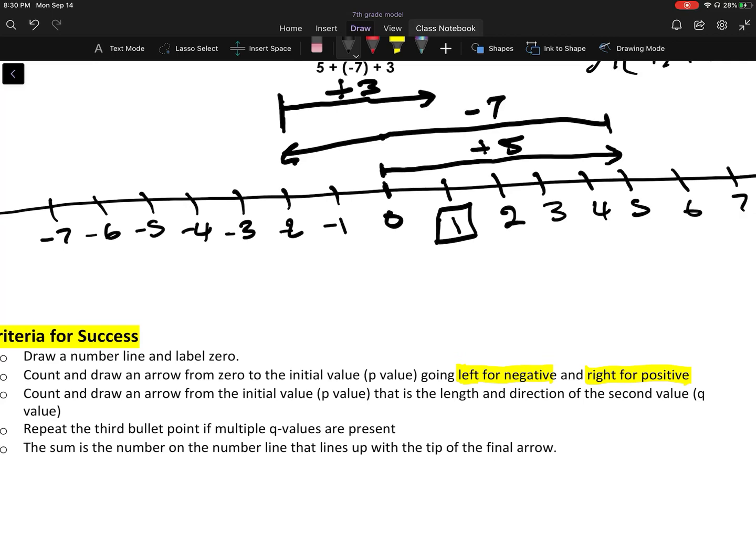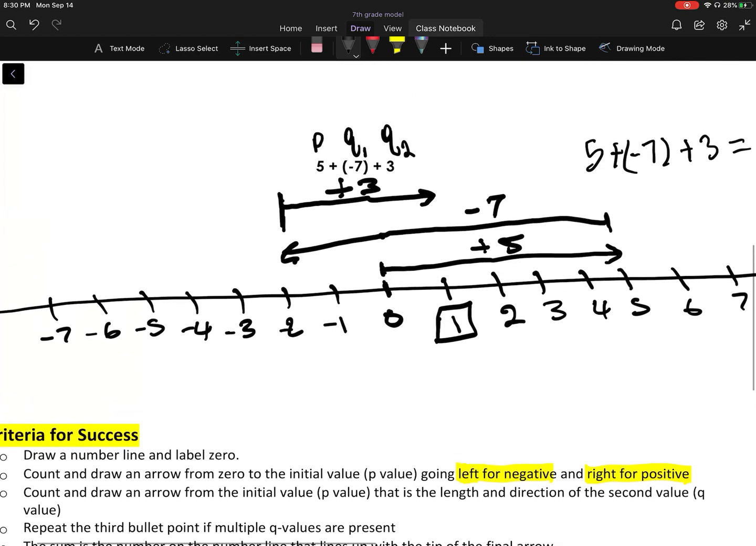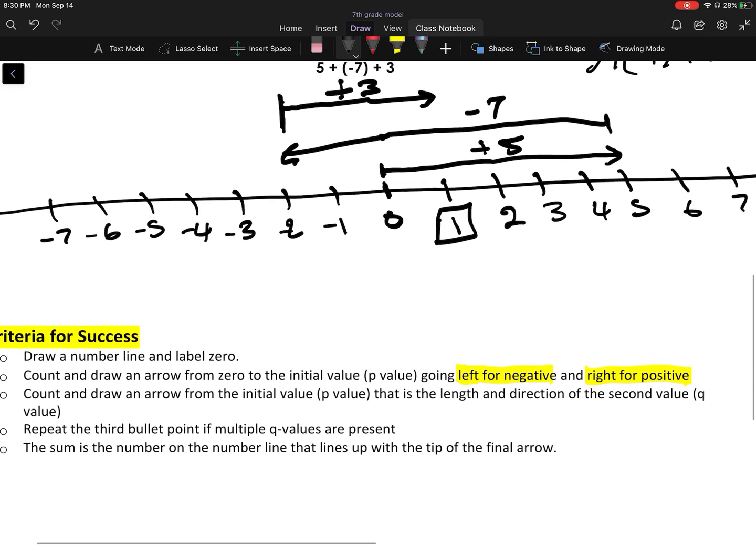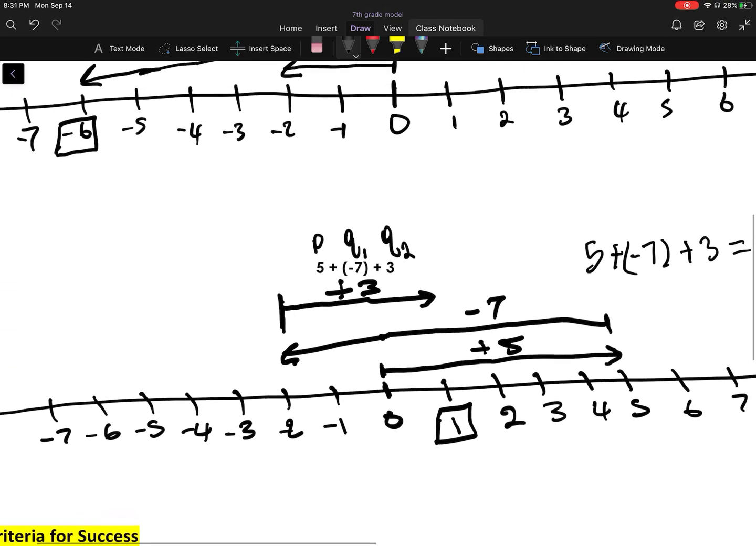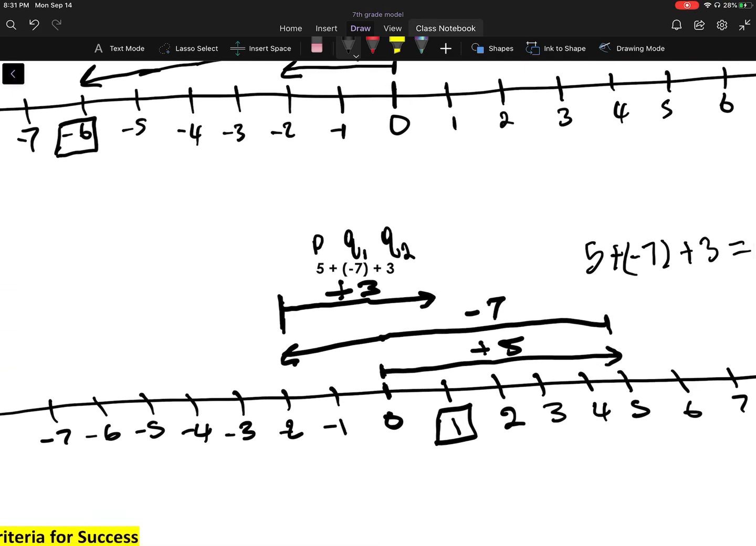Count and draw an arrow from the initial value P. That is the length and direction of the second value Q. Repeat the third bullet point if multiple Qs are present. That's what I did for this one. We had multiple Qs. Okay? And then the last step, the sum is the number on the number line that lines up with the tip of the final arrow. So the tip of the final arrow is right there, and that is the sum.